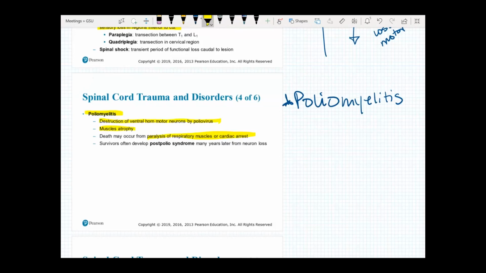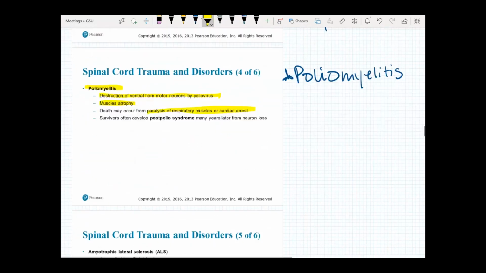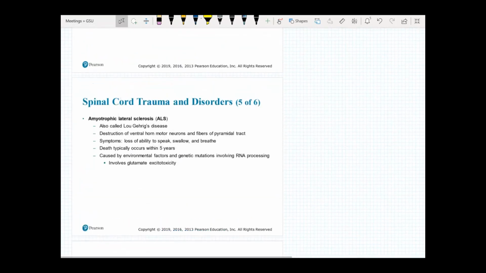Survivors who develop post-polio syndrome can have neuron loss a little bit later in life. So that's just an interesting premise that it can still affect them. And then the other spinal cord disorder is going to be ALS, otherwise known as amyotrophic lateral sclerosis.